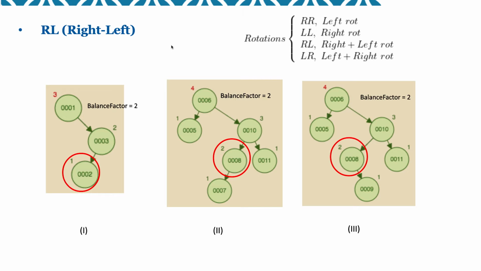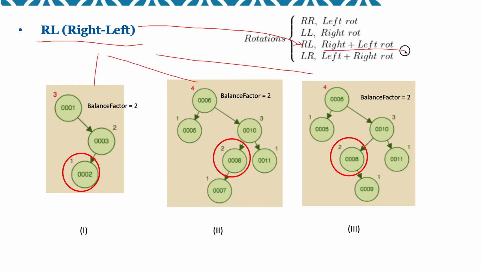Okay, let's just skip the LL and talk about the RL. This one is a little bit more complicated than the former cases. It also has three specific cases. It's a combination of rotations. For case number 1, you will have a node 2 and node 3, and the height of the right subtree is 2, and 0 for the left subtree. So basically, the balance factor will be 2.